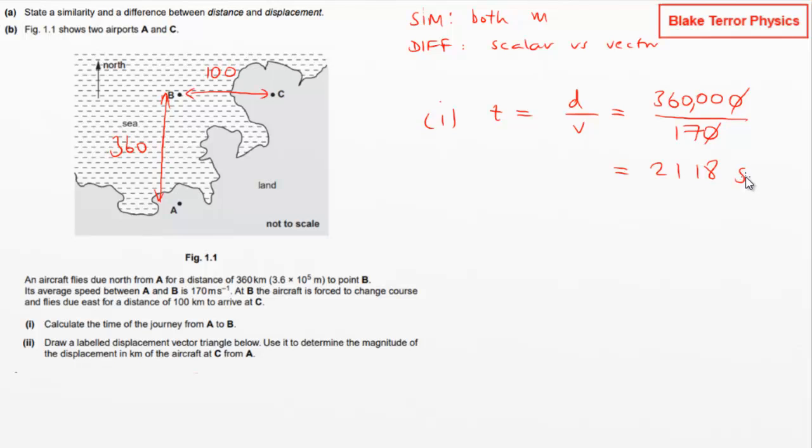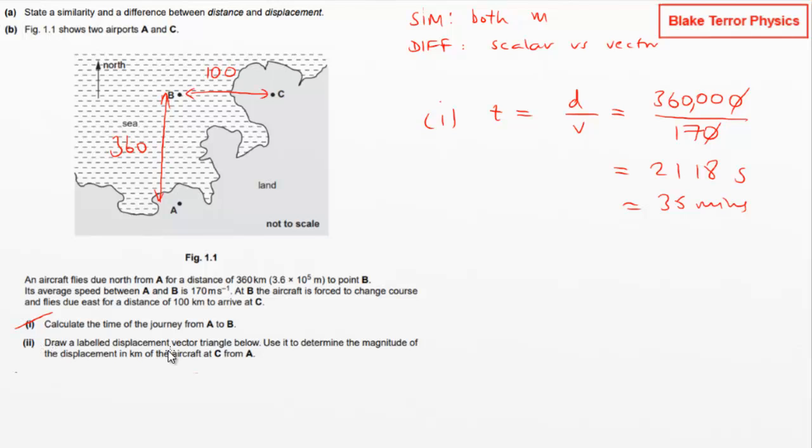So that is 2118 seconds. Let's just do a bit of a sanity check on that. If we divide it by 60, it's only taken us like 35 minutes. So that seems fine. And then what are we doing? So that's done that bit.